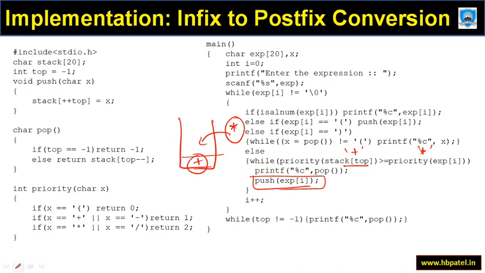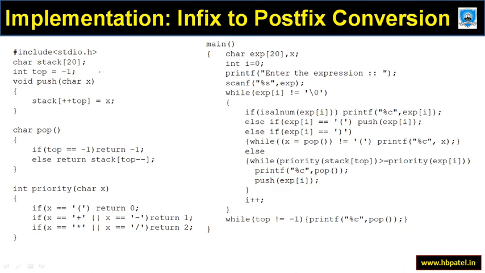The push and pop functions are very simple. For the character that we are going to push, we increment top and push it into the stack. In the case of pop, we check whether top is -1 or not. If it is -1, return; otherwise we return stack of top and at the same time decrement top. And for priority we have a simple function like this, with these priorities.